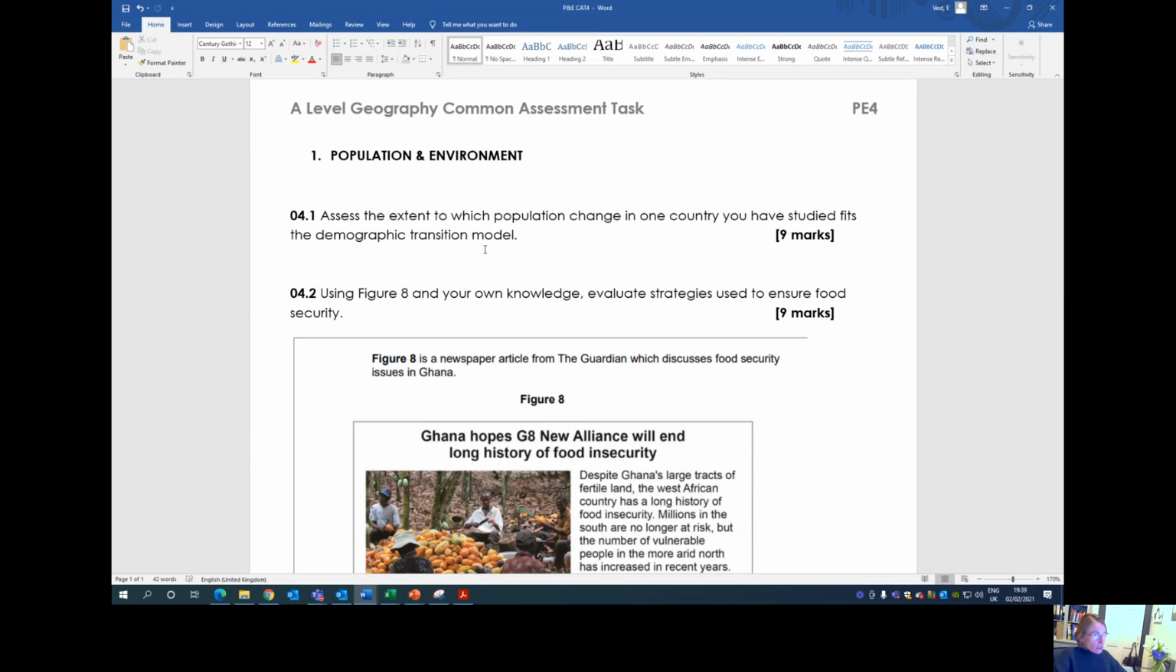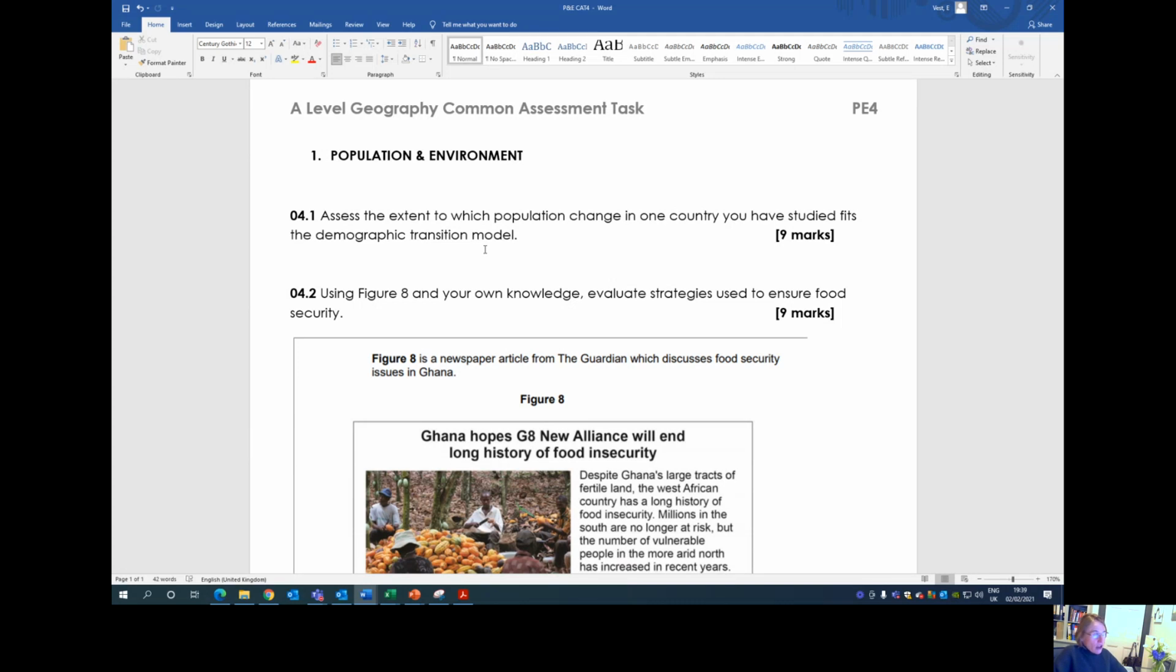So they want you to take one country, and to have a look at the demographic transition model and to say whether the experience of that one country is the same thing as the demographic transition model would suggest that it would be. So you need to assess that extent. Is it absolutely the same, partially the same, or not at all the same? You're going to need to pick up your 4 AO1 marks here.